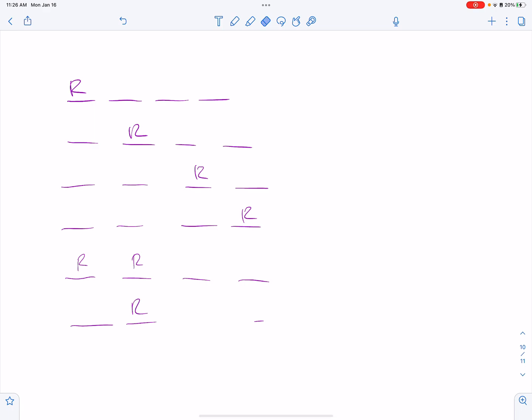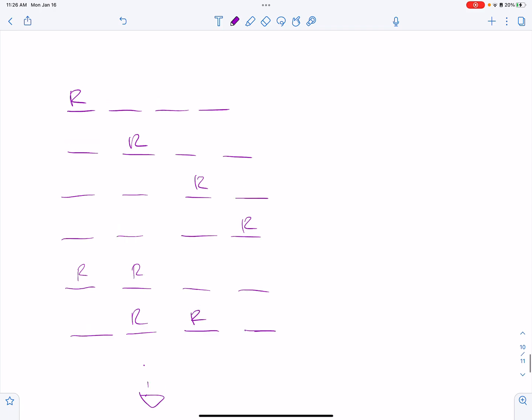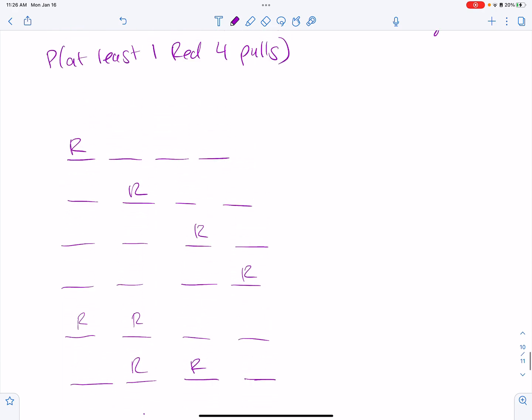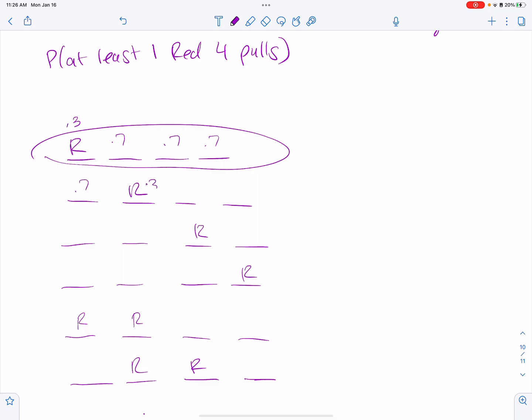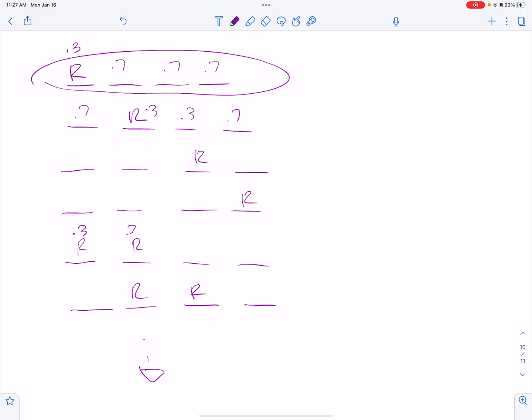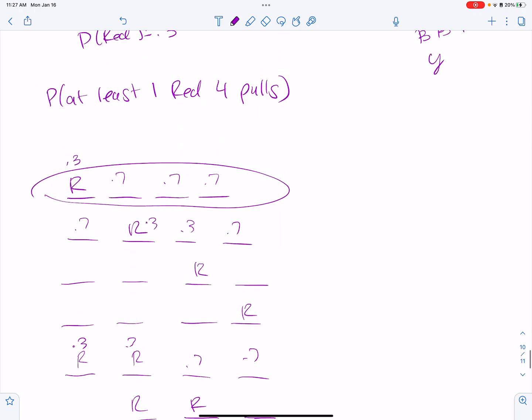Sorry, that line was, and a red here and the other, and so forth and so on. The list goes on. And so the problem is each of these has its own individual probability. So this one would be red, 30% times 70% times 70% times 70%. This one is also 70%, 30%, 30%, 70%. This one's 30%, 30%, 70%, 70%. Anyway, the list goes on and it becomes very, very complicated.